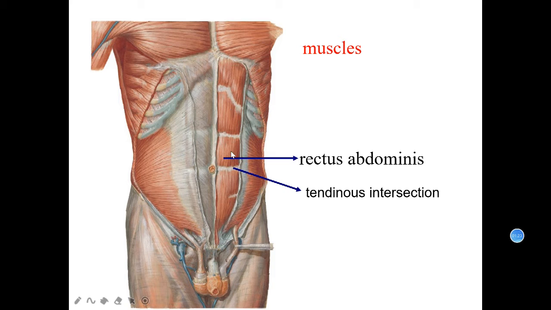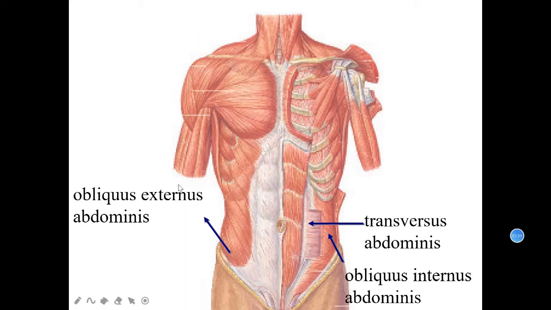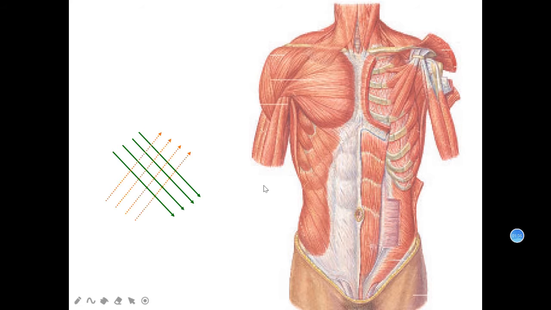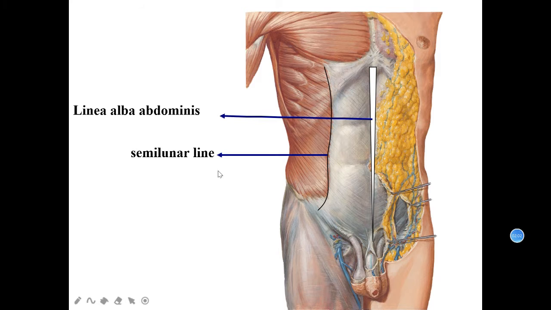Anterior wall, only one muscle, rectus abdominis. Between the bellies, you can see this is a tendinous intersection. Maybe 3, maybe 4. Lateral wall, there are 3 layers of muscles: obliquus externus abdominis, obliquus internus abdominis, and transversus abdominis. Behind the rectus abdominis, there is a tendon or aponeurosis, and in front of it, also aponeurosis. This is the fiber direction of the 3 layers: externus, internus, and transversus.